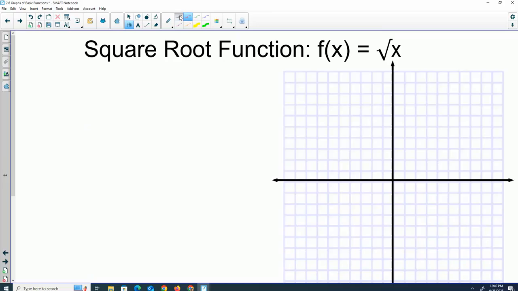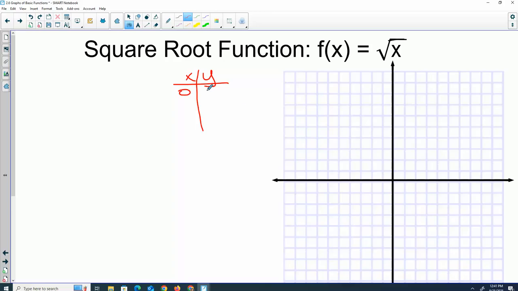Okay. Let's talk about the square root. Anybody remember what that looks like? Have you seen that one before? I don't know if you really know. That's a 1 over x. Is what you're... Okay, let's figure it out.